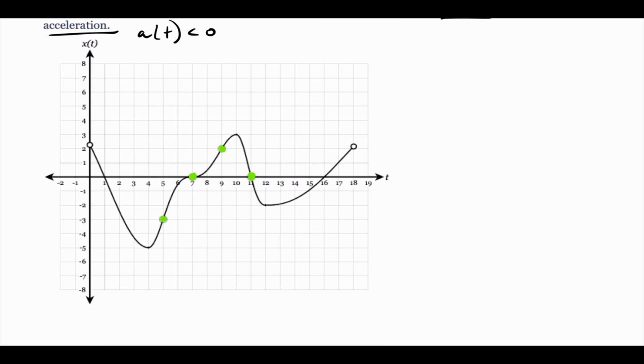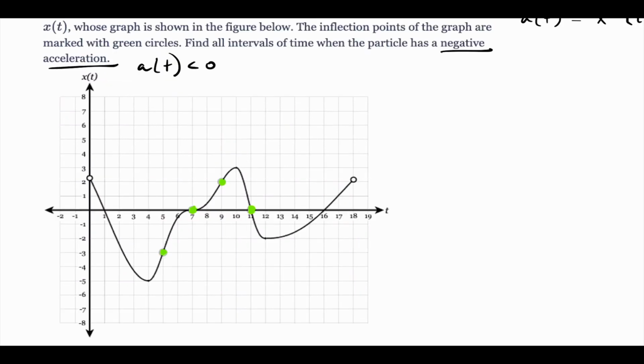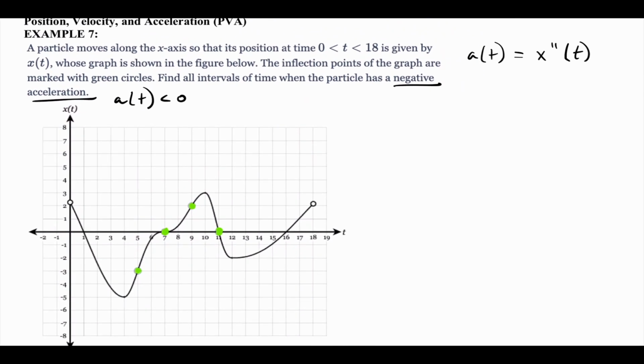Concavity, concave up and concave down, right? Concave up and concave down. So the relationship between position and acceleration is concavity, concave up or concave down. The second derivative test, right? The second derivative test. So the second derivative test checks for concavity.